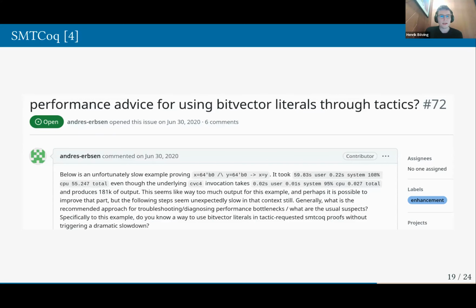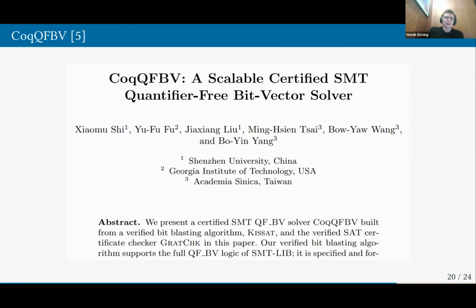Right. The second tool is CoqQFBV, which is also a slightly different approach. CoqQFBV is an implementation of a normal SMT solver in Coq. So they are not integrated into Coq as a tactic. They don't do any of this proof by reflection stuff, no overhead of the type checking and so on. They have a program written in Coq, and then they extract it to OCaml and run it as a normal binary.